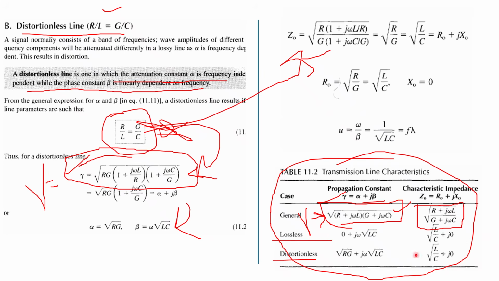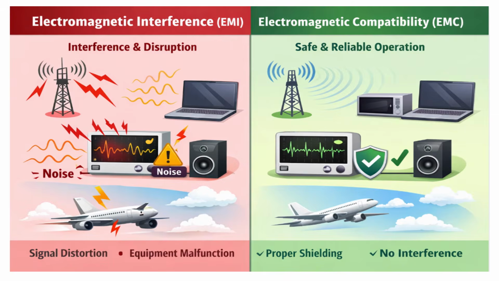Okay, so this is the summary of your transmission line cable equivalent parameters, right? The propagation constant in general, then the impedance in general, and then for the special cases, lossless and distortionless. So check this. This is the most important table that you should remember. Okay, so that's all about the equivalent circuit related to your transmission line. Now we are going to talk a little bit about electromagnetic interference.